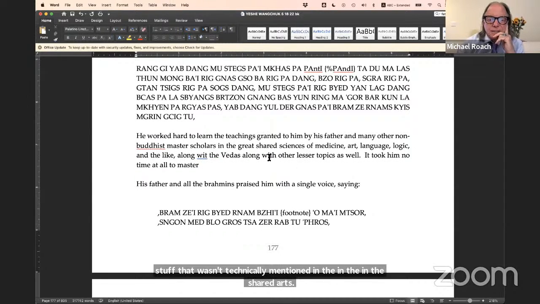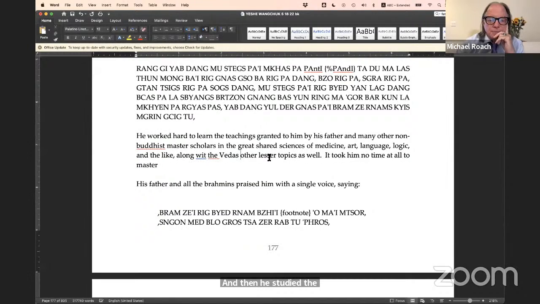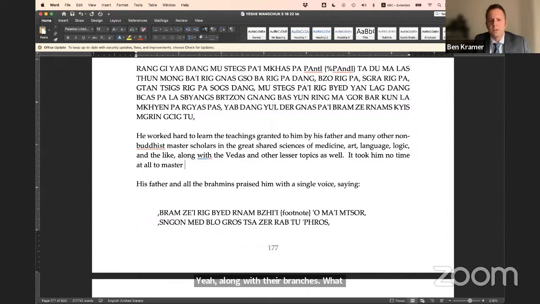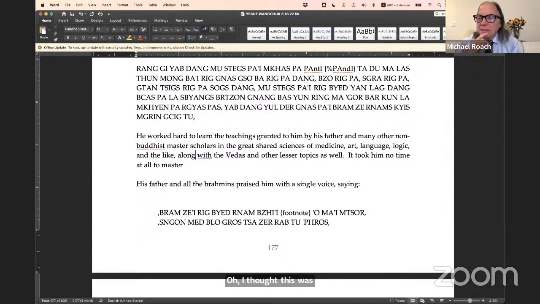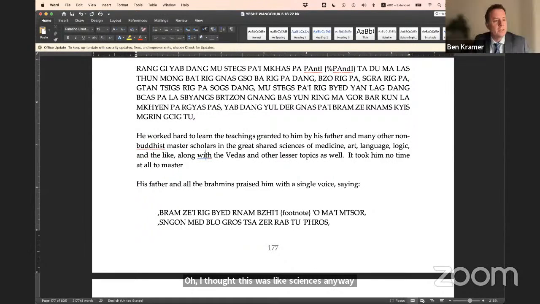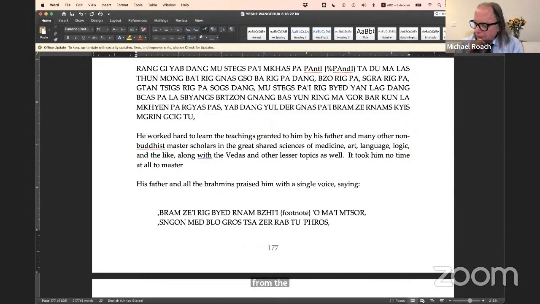And then he studied the Vedas of the non-Buddhists, along with their branches. What are those called? There's a name. Anyway, branched off from the Vedas. Like Puranas, maybe. What's Anga? I don't know. Why don't we say with all their associated texts?